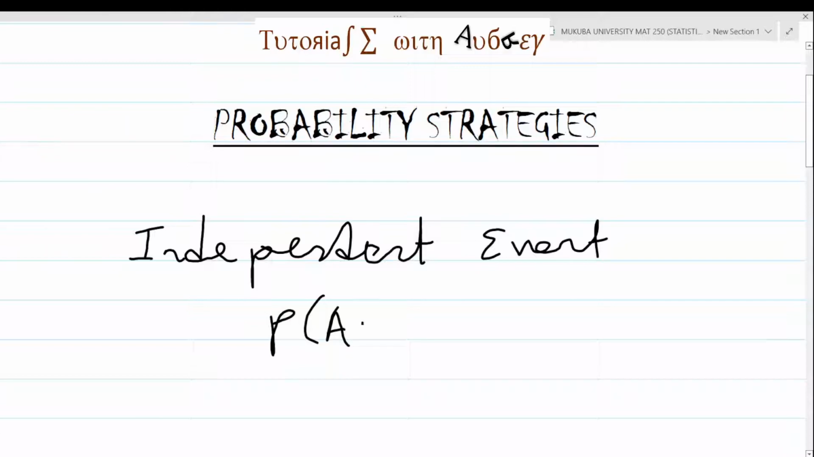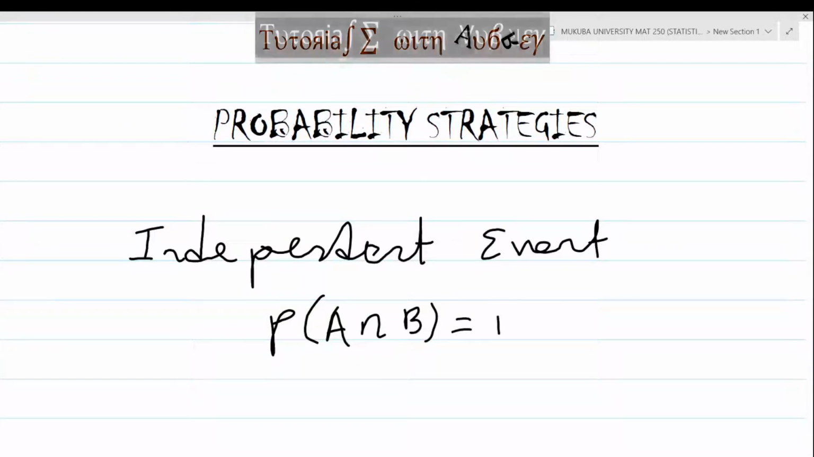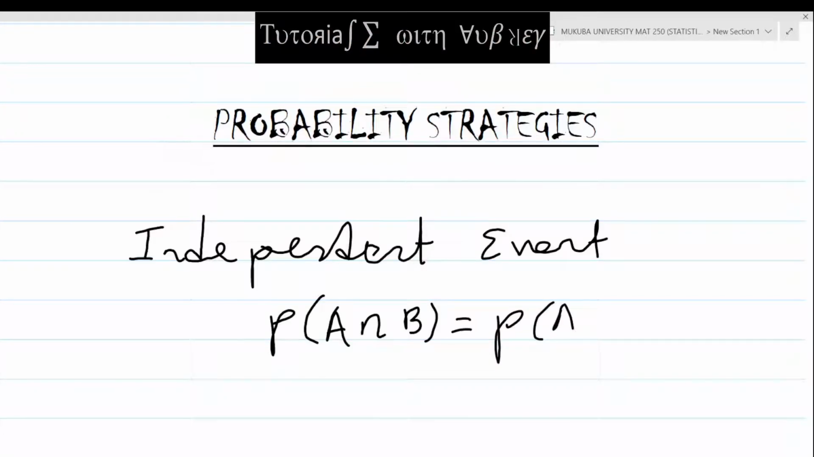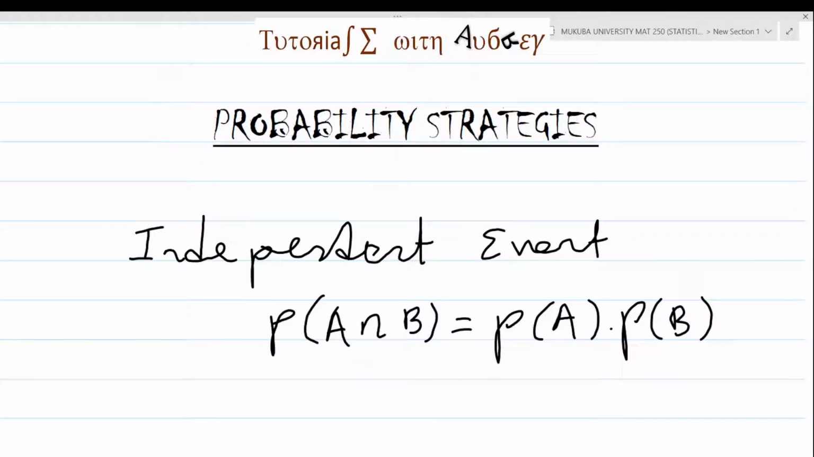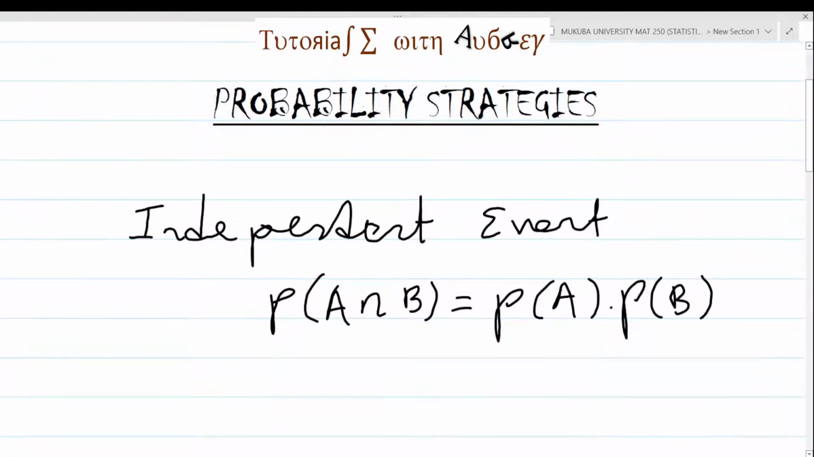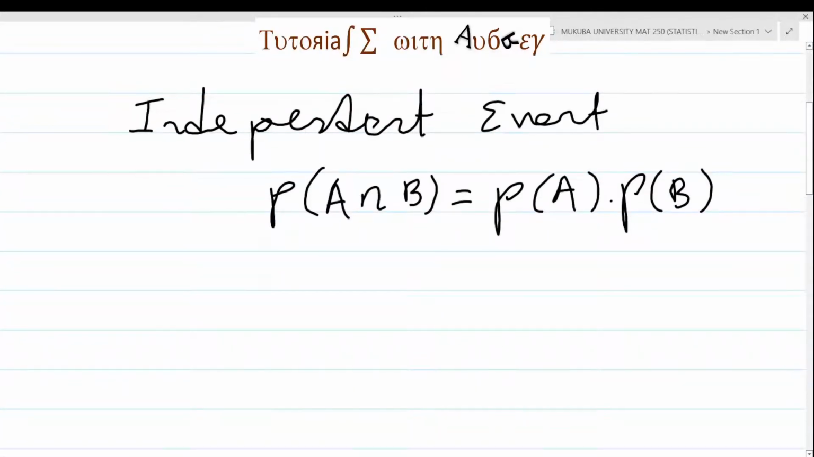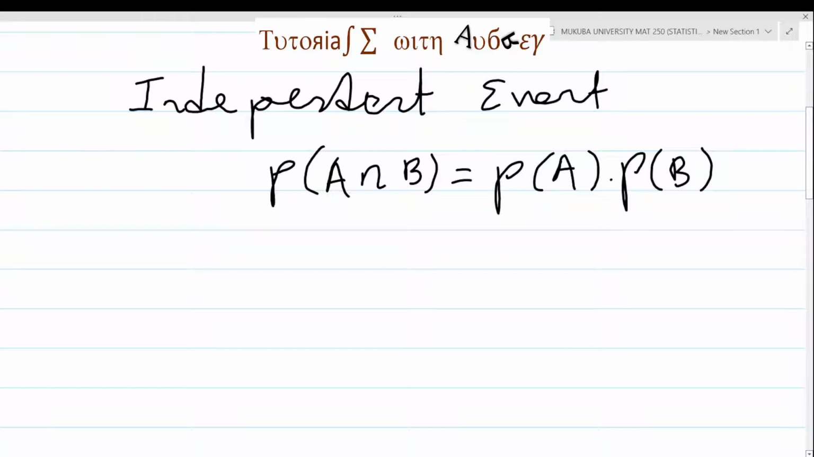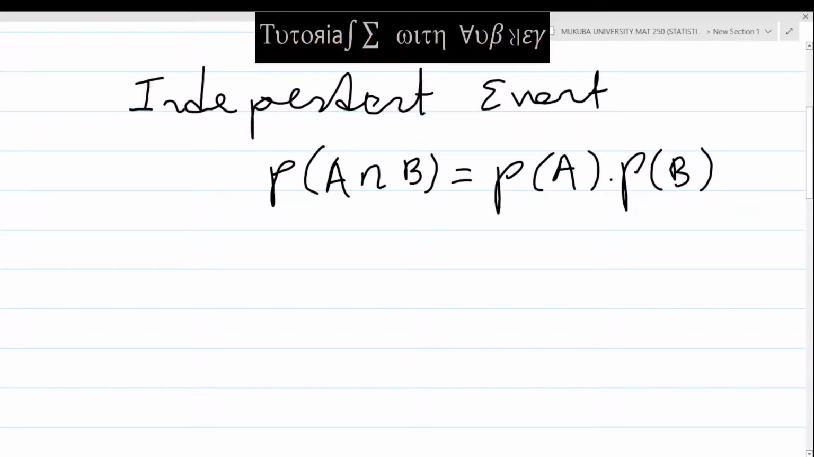A fact you should also know about independent events is that the probability of those events happening together is equal to the probability of event A times the probability of event B. This is a fact you should note whenever you're dealing with independent events.